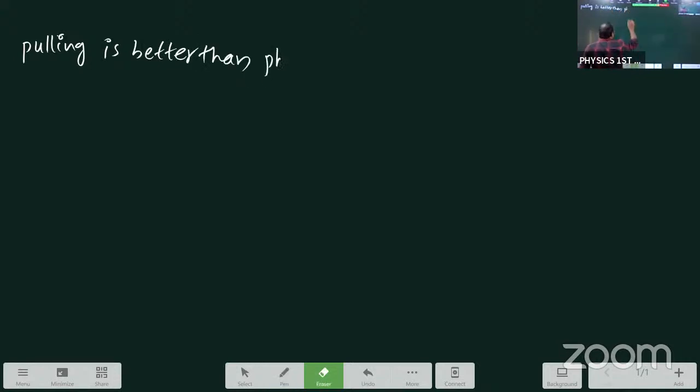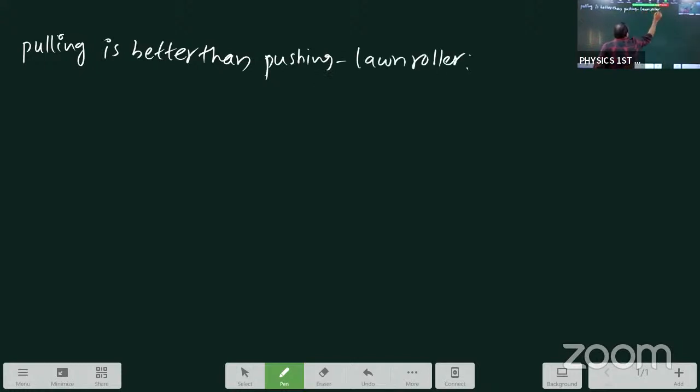Pulling is better than pushing in the case of a lawn roller. So in examination, they're asking why a lawn roller is preferred pulling rather than pushing. In the case of a lawn roller, we always prefer pulling compared with pushing. What is the reason for that?